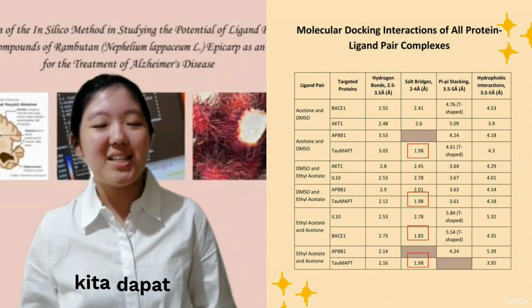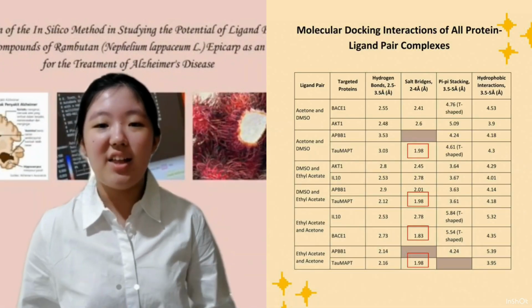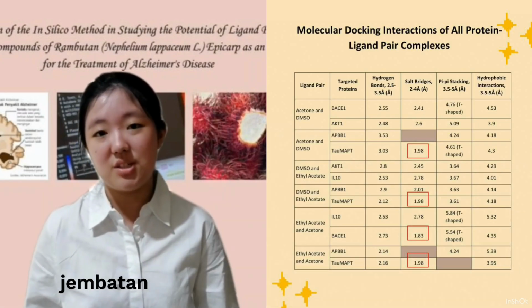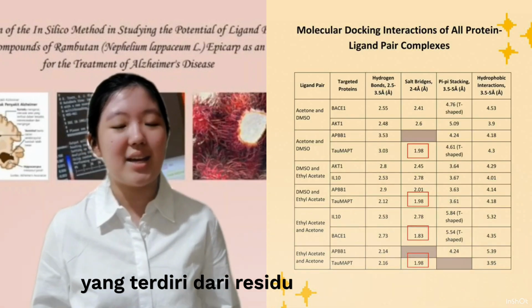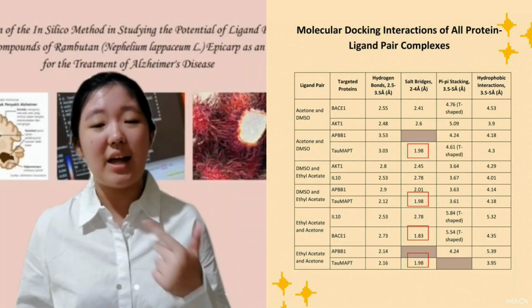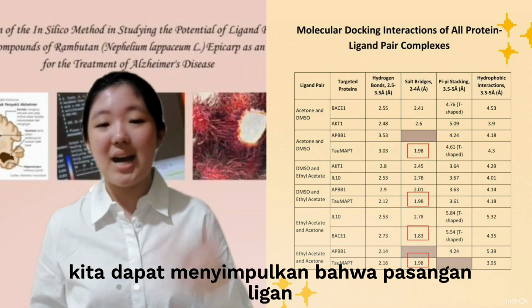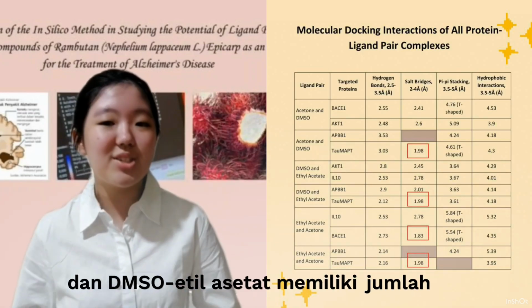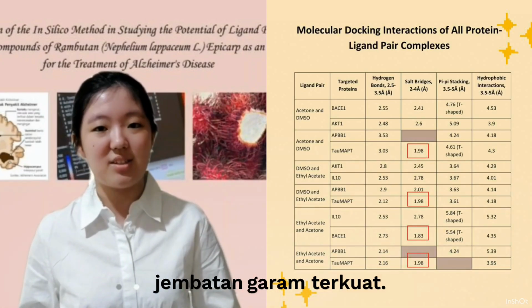For salt bridges, we can see that there are 4 values that were lesser than the ideal range, and there are 2 dockings involving APBB1 which have no salt bridges due to a hydrophobic binding site consisting of residues like isoleucine, tryptophan, and threonine. From this data, we can conclude that the ligand pairs acetone DMSO and DMSO ethyl acetate have the most number of ideal values and therefore the strongest salt bridge interactions.